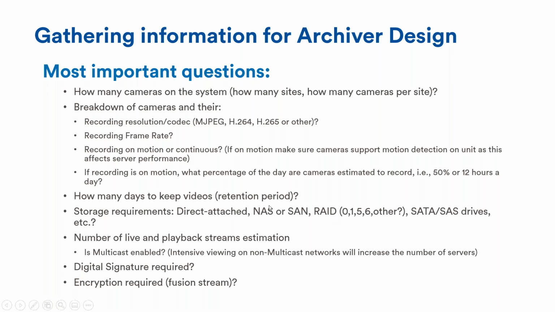Something else that you need to keep in mind is the number of live and playback streams, right? So we can use the breakdown of cameras and their codec and frame rate and so on for calculating the recording throughput, but then the number of live and playback streams will determine the redirection throughput. And we saw that those numbers, the recording throughput and the streaming video for live and playbacks, need to be combined with the storage figure so that you know total throughput for the archivers.